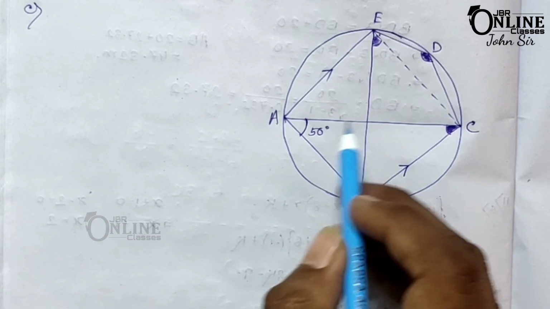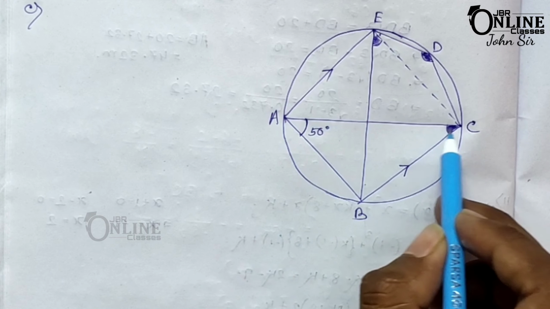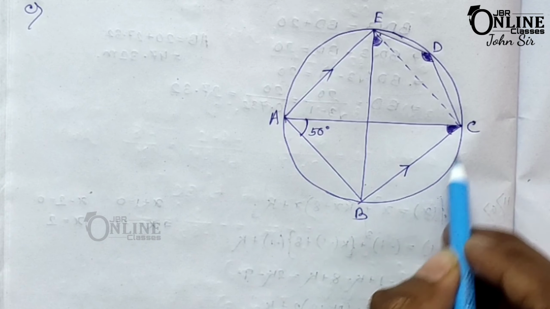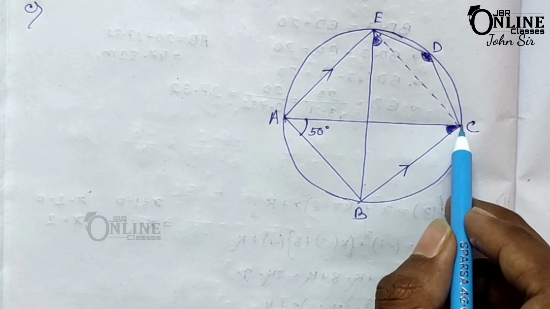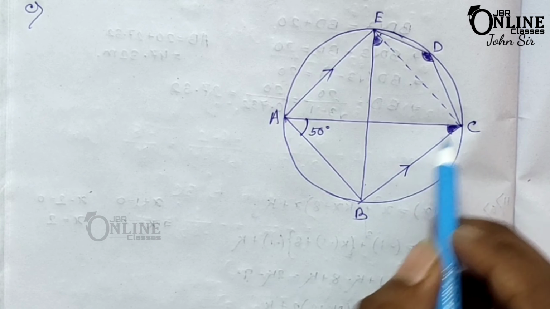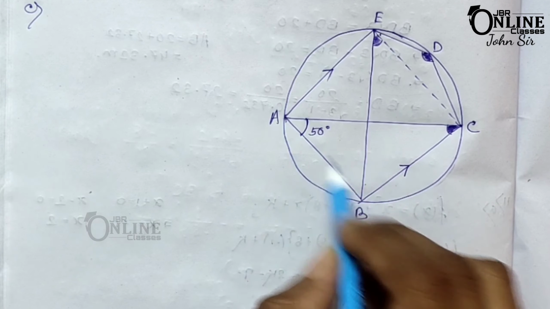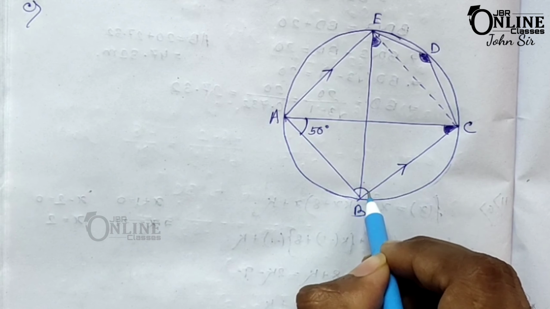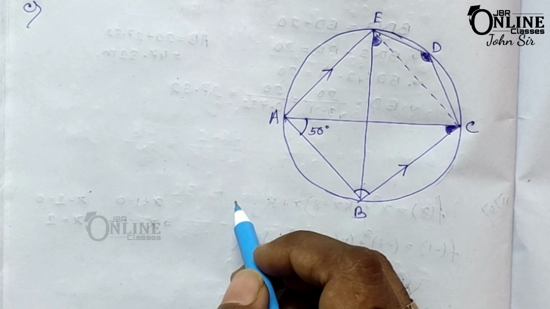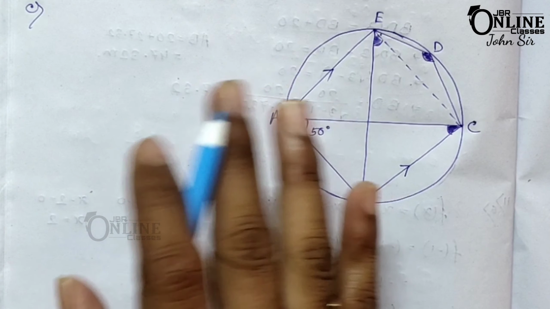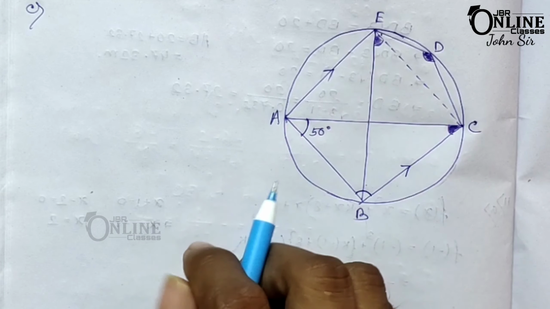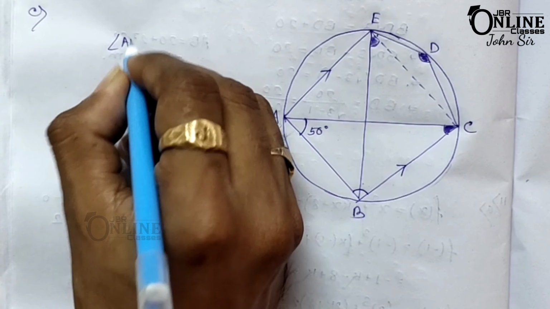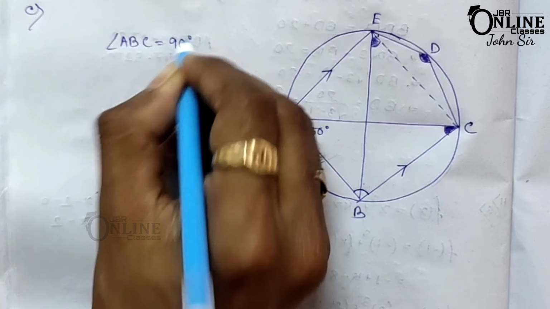Okay, so here as AC is the diameter, that means this portion is a semicircle. So clearly the angle ABC, that means this one, equals 90 degrees, because the theorem says that the angle at the circumference of a semicircle is always 90 degrees. So here angle ABC equals 90 degrees.